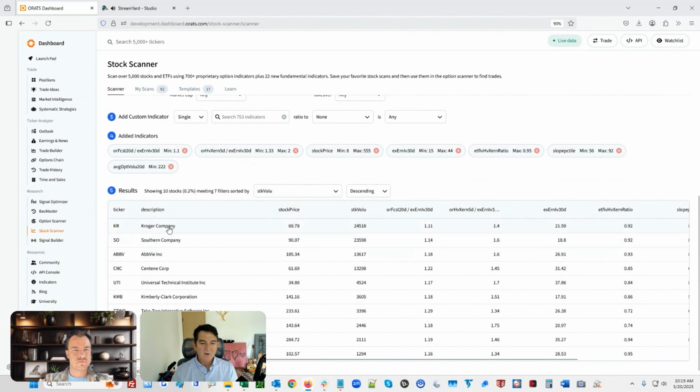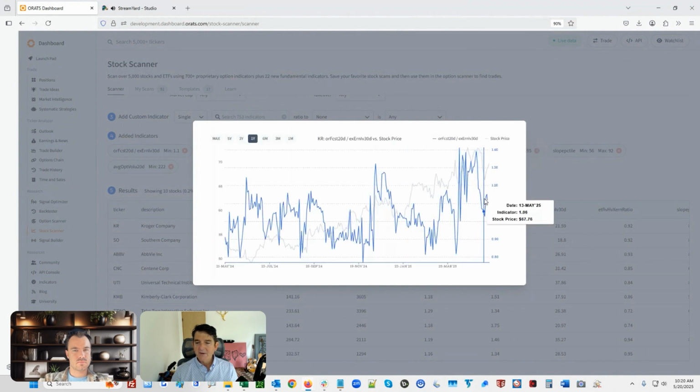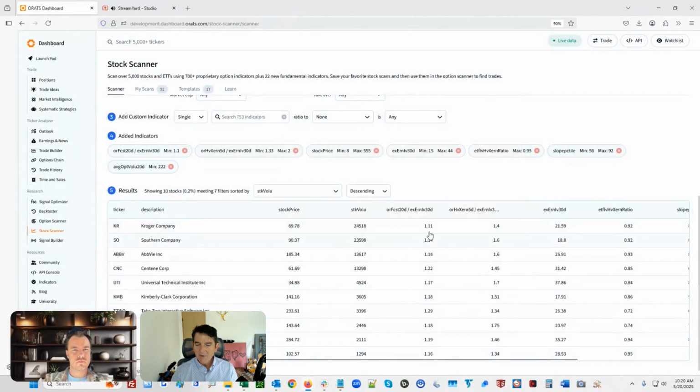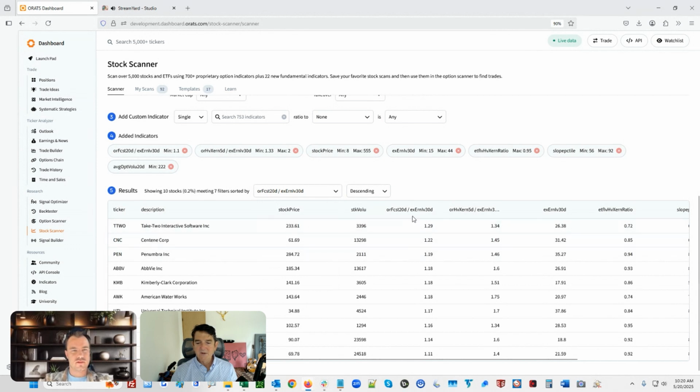If we look at Kroger, we could see that the forecast of volatility is higher than the actual volatility, and when you click on that, you can see where it's been historically. So it's a handy item to see what these stocks are looking like. That was one of our conditions, that we needed the ORATS forecast to be higher than the implied. I'm actually going to sort on that because this isn't the sorted one.